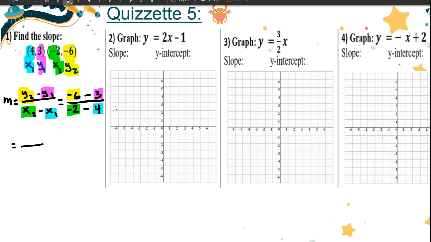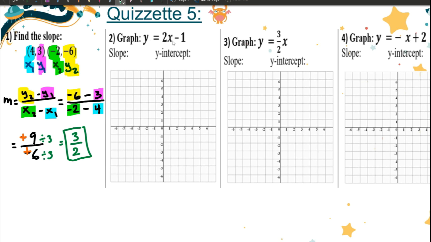Now, same sign, add them up; different sign, subtract. Therefore, -6 minus 3, same signs, you add them up. That will give you -9. -2 minus 4, same signs again, you add them up again. It's -6. Now you have negative over negative, they cancel each other out, or turn into a positive number. And 9 over 6 can be reduced by 3. That will give you 3 over 2 as a fraction. And that's it. Your slope is 3 over 2.